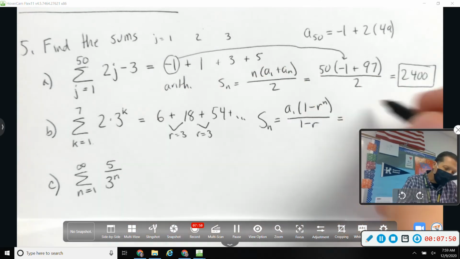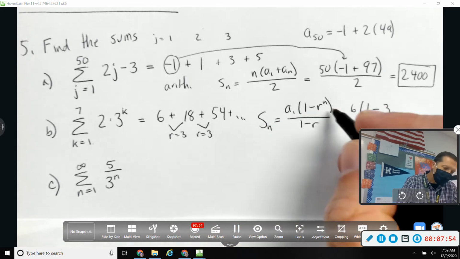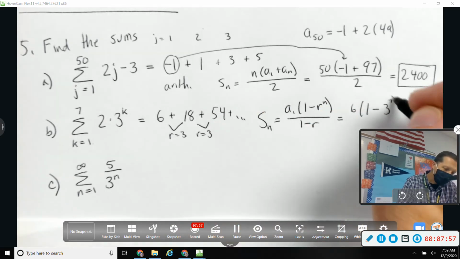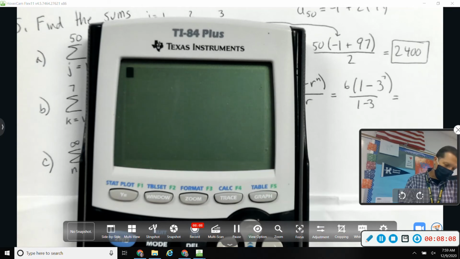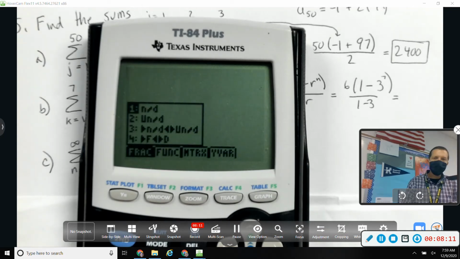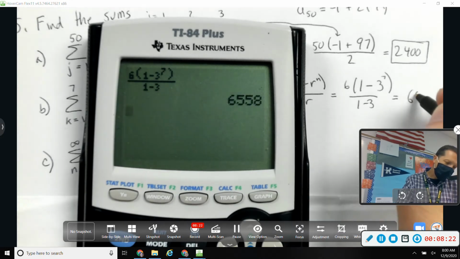So a1 we've already got. R we already figured out. N, we're going to the 7th term. And so this is just straight calculator work. Careful with the parentheses and the exponents and negatives and fractions and all that stuff. Again, Alpha F1 is a safe place to go if you're not sure about parentheses. And I get 6558.